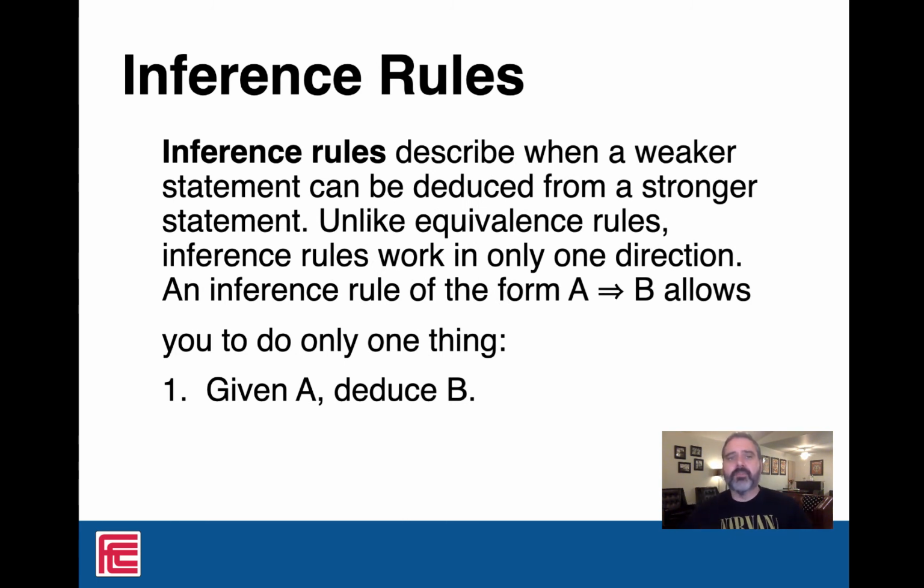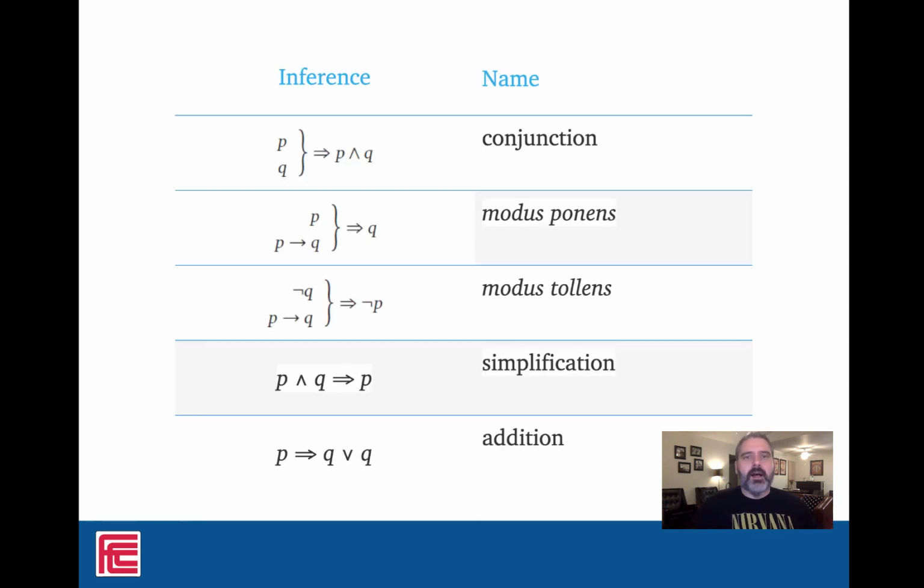Now the next one are inference rules. Inference rules are basically when you take a stronger statement and you can deduce a weaker statement from that. They are not like equivalence rules because they infer only one thing. Because you're going from a stronger statement to a weaker one, that's okay. But I can't go from the weaker statement to the stronger statement. So I can only do one thing with it. Given A, deduce B. It just goes in one direction. And there's a bunch of these, and these can also be used as justifications for steps in a proof.